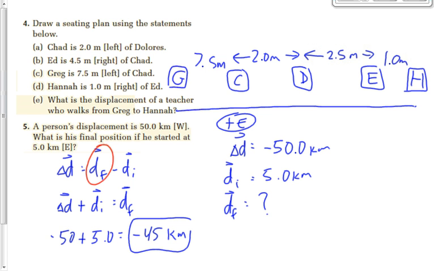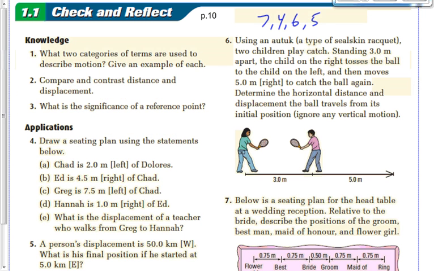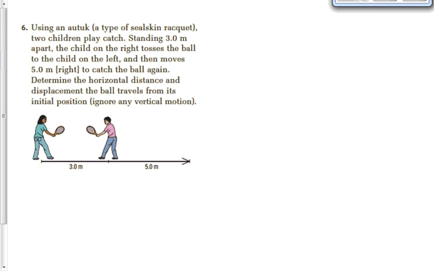I think we had 2 more questions we need to do, right? 6 and 7? Yeah, 6 and 7. Question number 6 says, using an autuck, which is a type of racket, 2 children play catch, standing 3 meters apart. Okay, it's labeled for us here in the picture. The child on the right tosses the ball to the child on the left, then moves 5 meters to the right to catch the ball again.